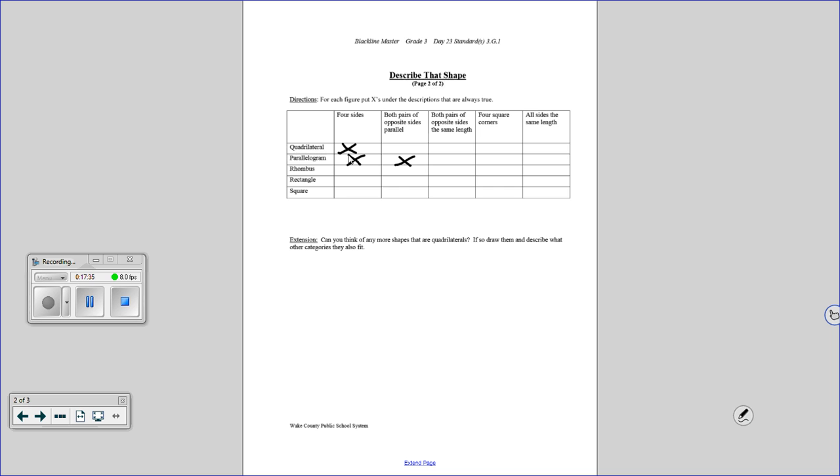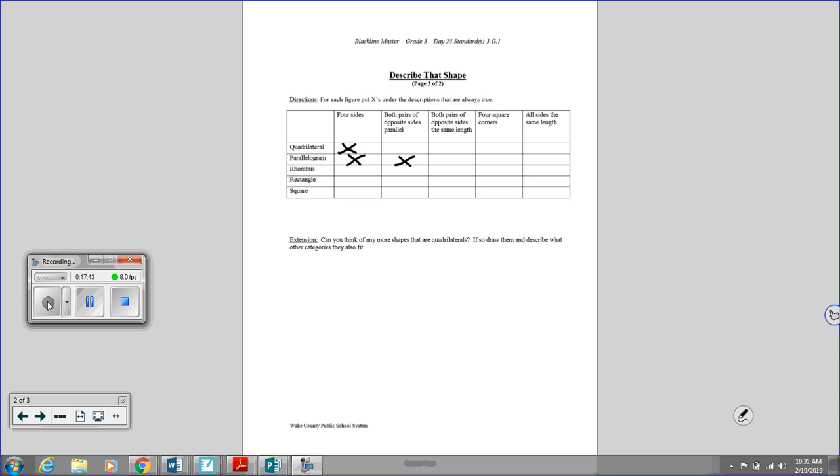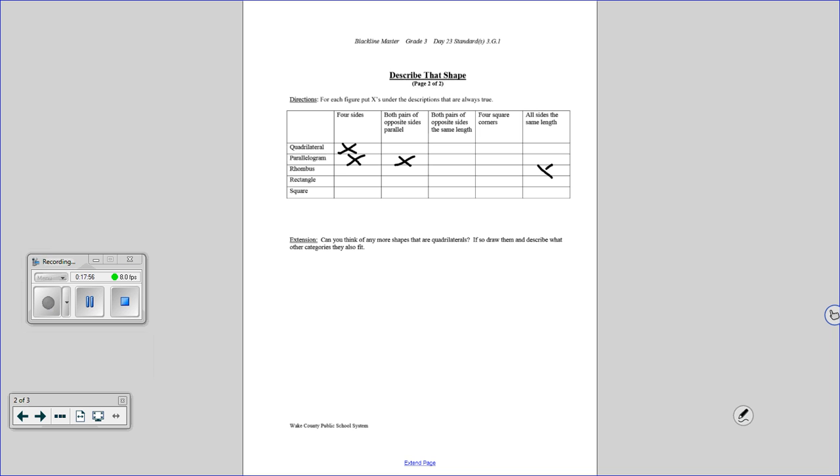What about rhombus? See if you can mark off the rules of a rhombus. What did you mark off? Naviana? All sides are the same length. All sides of a rhombus are the same length. Very good. Make sure you have that one checked off. Piper? 4 sides. A rhombus does have to have 4 sides. Anything else?